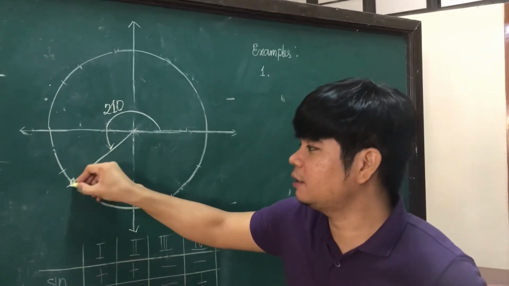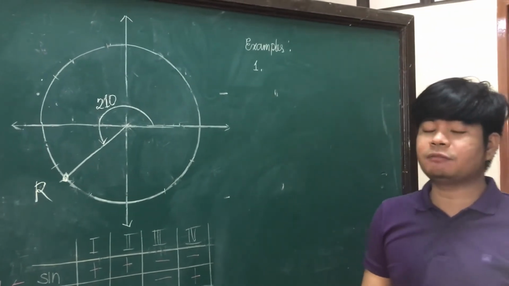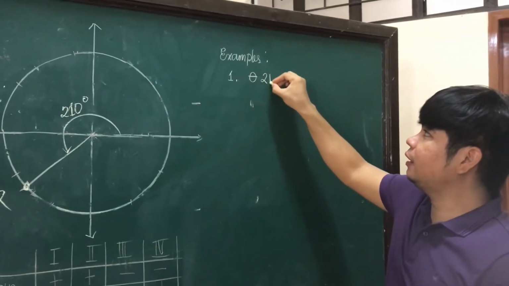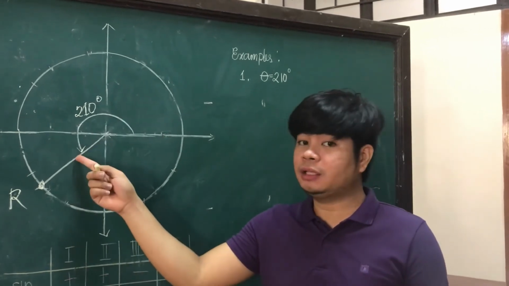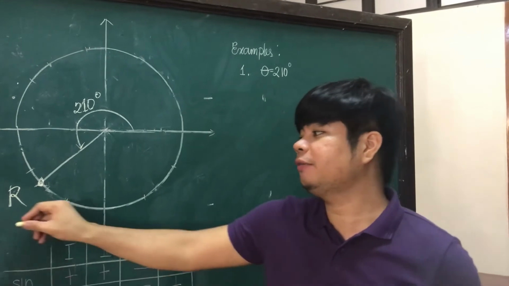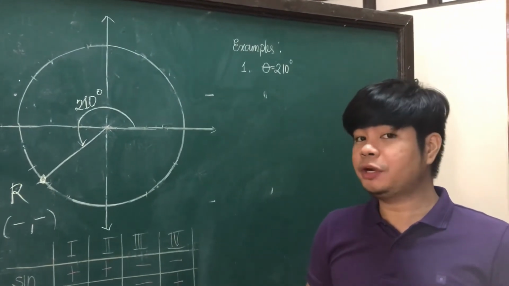And there's a point here, let's say that is point R. We're going to find the coordinates of point R. So let's say there is an angle that is 210 degrees, and it is illustrated here, 210 degrees. It is found on quadrant 3, so we expect negative, negative as the signs of the coordinates.